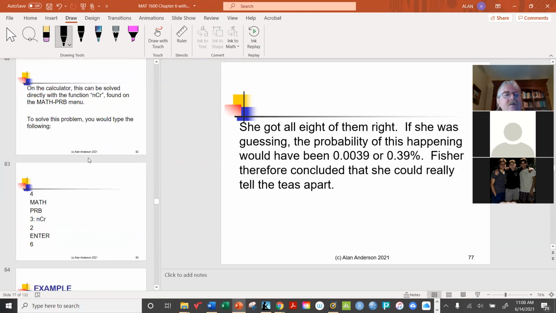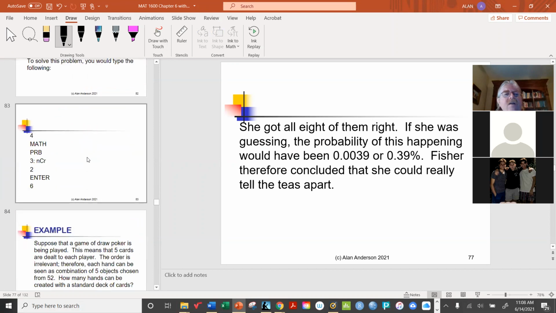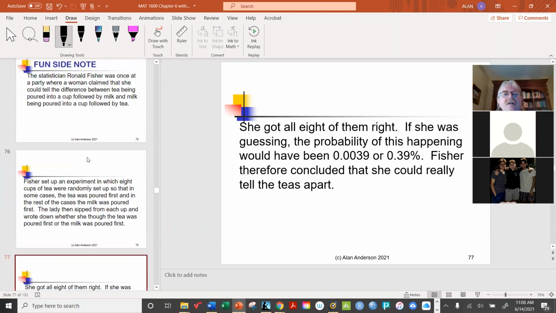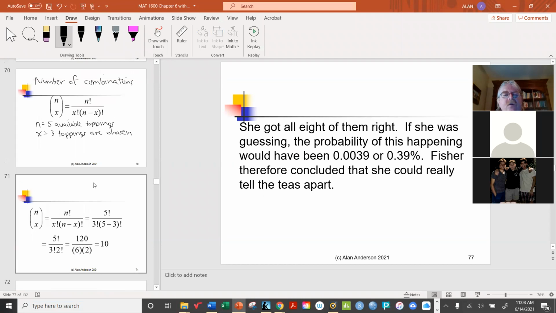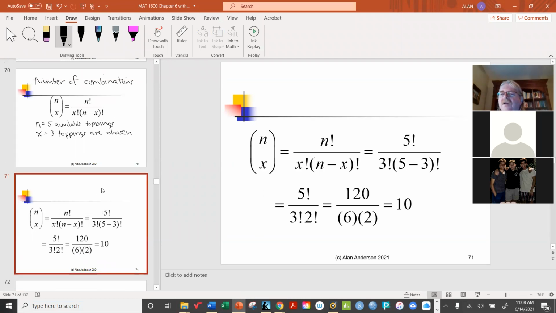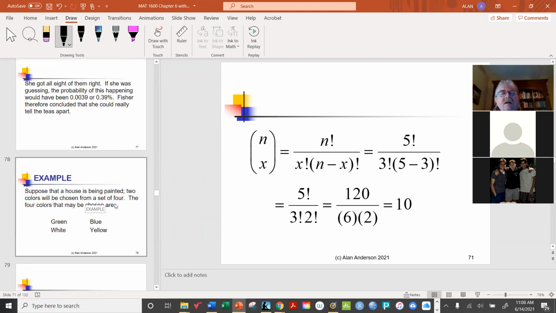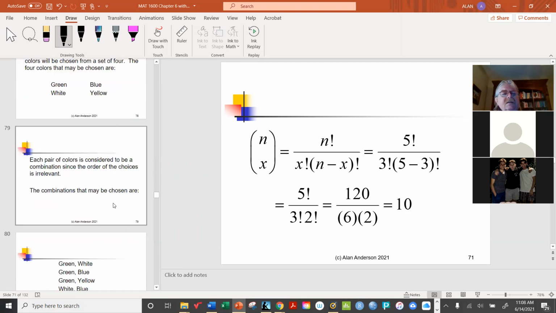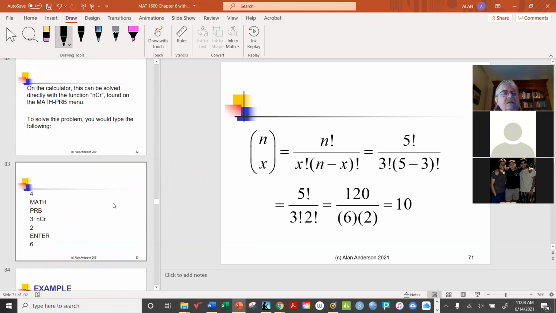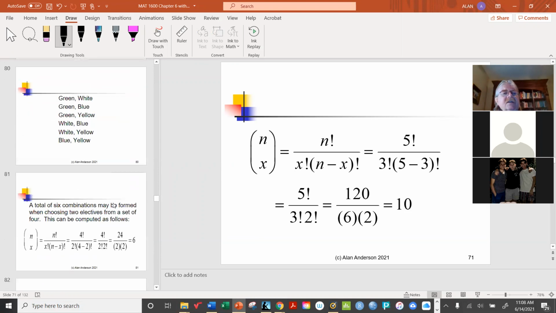Anyway, so let's jump ahead a little bit here. What if you want to not use this actual formula, but what if you want to use your calculator? There is a function in there somewhere that will let you do this. And it's on the same menu as the factorial operator. Let's jump ahead here a little bit and look at this next example.